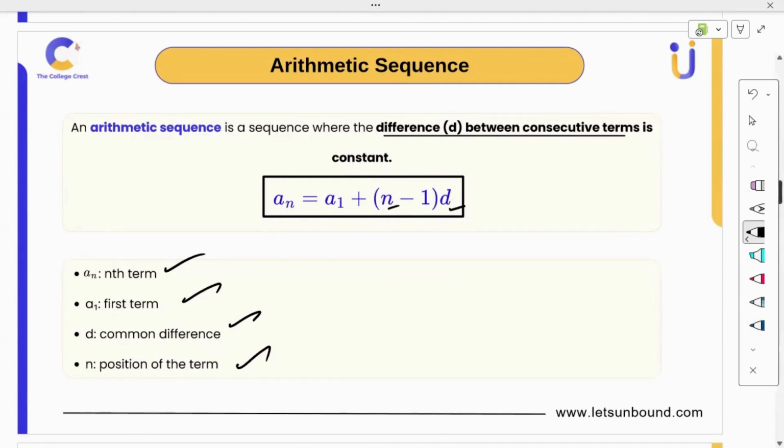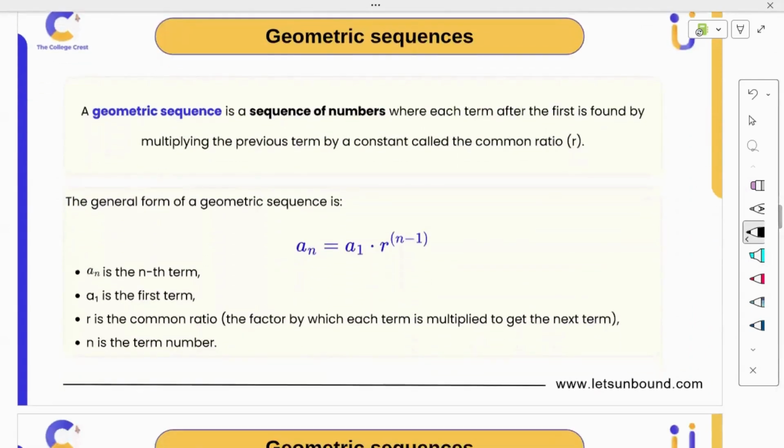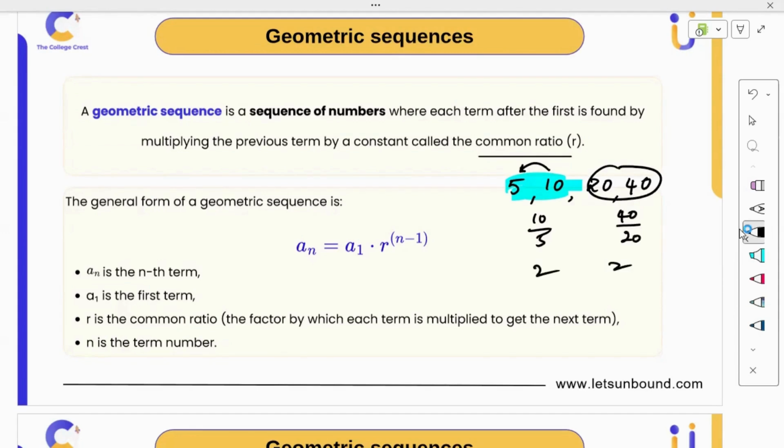Right? So next one is geometric sequence. Yes, it's a sequence of numbers where each term is obtained by multiplying the previous term by a constant. So you take any two consecutive terms and find the ratio of them. It will be the same throughout. That is the common ratio. For example, 5, 10, 20, 40. It's geometric. How? If I take these two terms and make a ratio, 10 by 5, and then take this one, 40 by 20, anyways, the common ratio is 2 throughout. It's a geometric sequence.